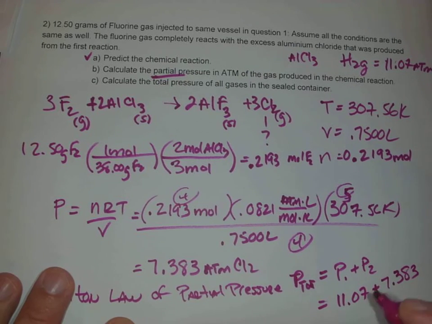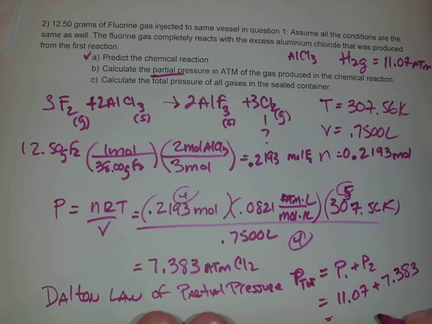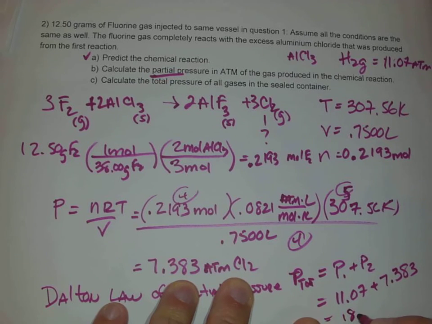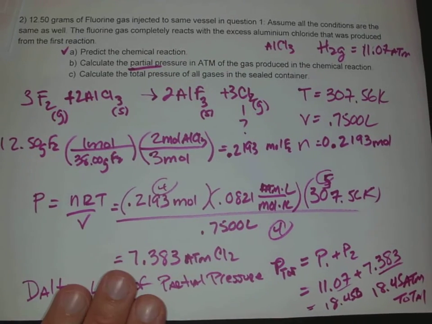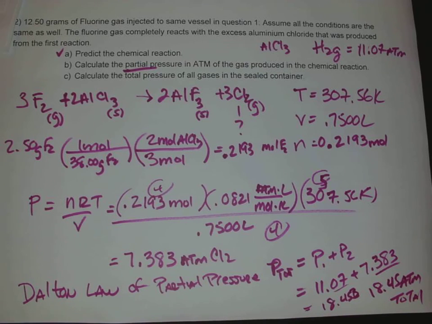I believe if we add this up, it should come out to be 18.456. Again, the two places behind the decimal, that has 2, this has 3, so we'll call it 18.45 atm total pressure. So that's pretty much Dalton's law of partial pressures and gas stoichiometry in a nutshell.